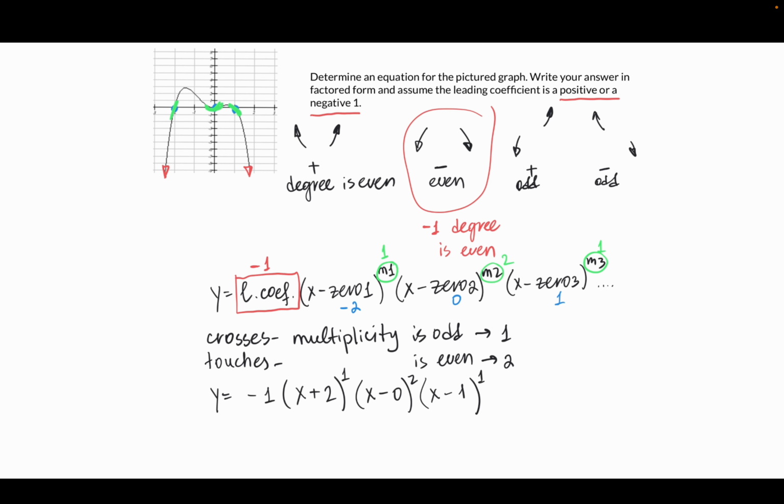The last thing, I'm going to clean it up some more. So these exponents, 1 and 1, we don't have to write them. By default, if there is no exponent, it's considered a 1. And then here, minus 0 also doesn't have to be written because x minus 0 is just x. So here's the final version. y equals -1, or you can just keep it as a negative without the 1, (x + 2) x squared (x - 1). We're done.